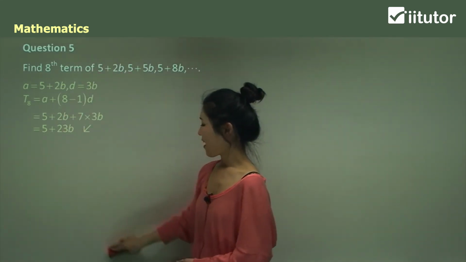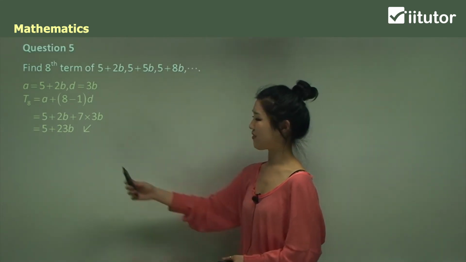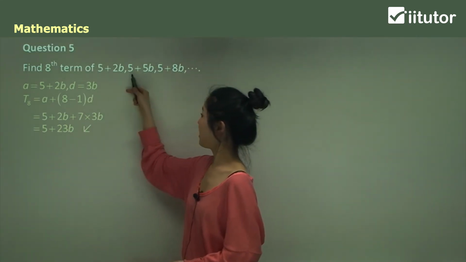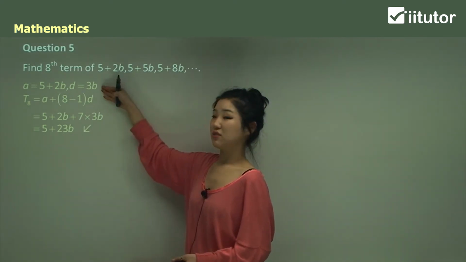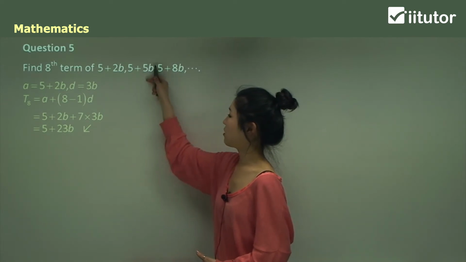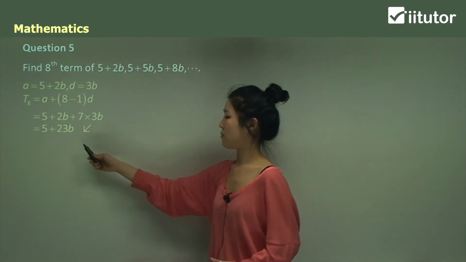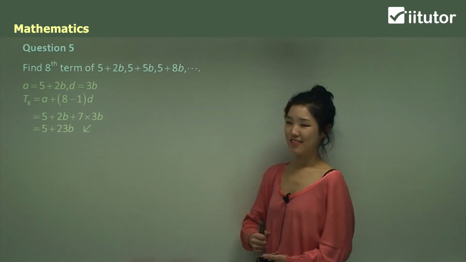That's question 5, guys. Have a look. That's the 8th term. See how the 5 is remaining for all of these? See how it's all 5? That's because the common difference is 3b, so nothing changes for the 5, only the b's change, right? So this time it's 5 plus 23b. Okay? That's the answer to question 5.